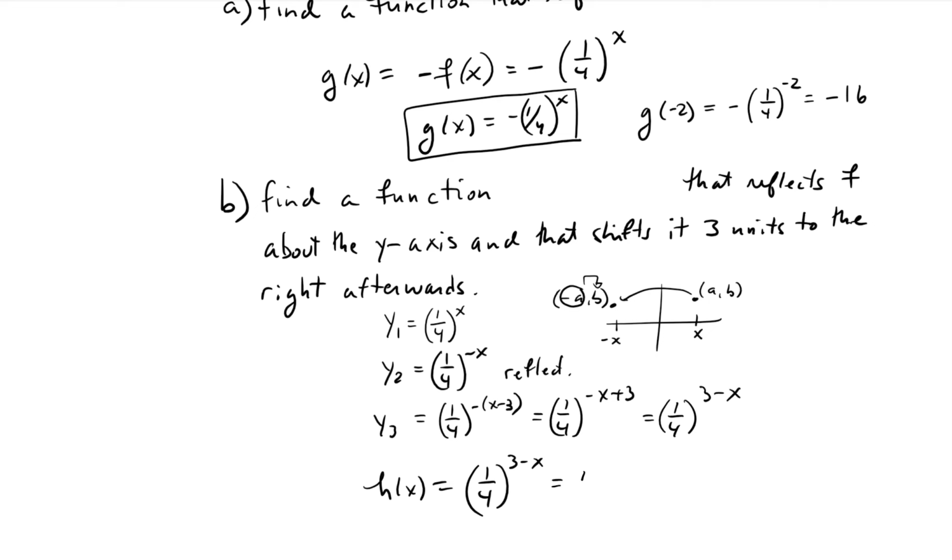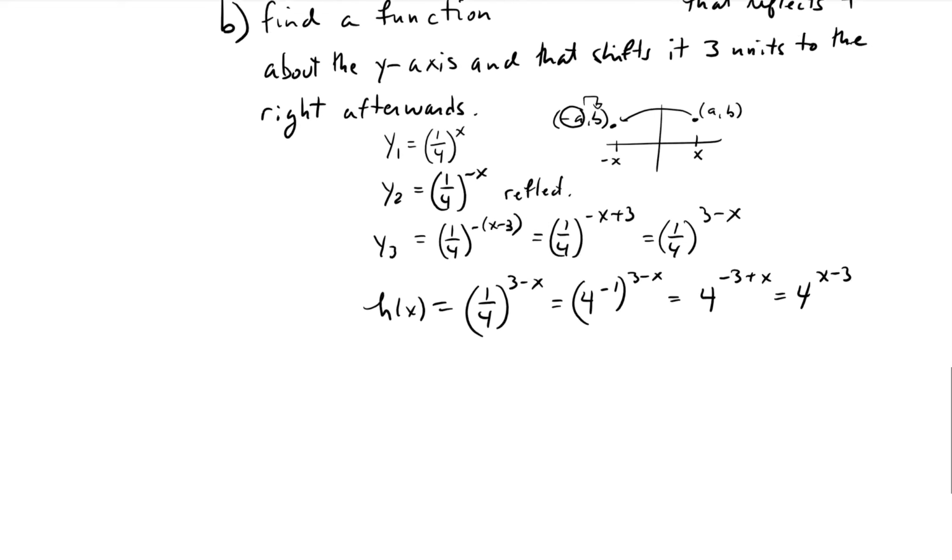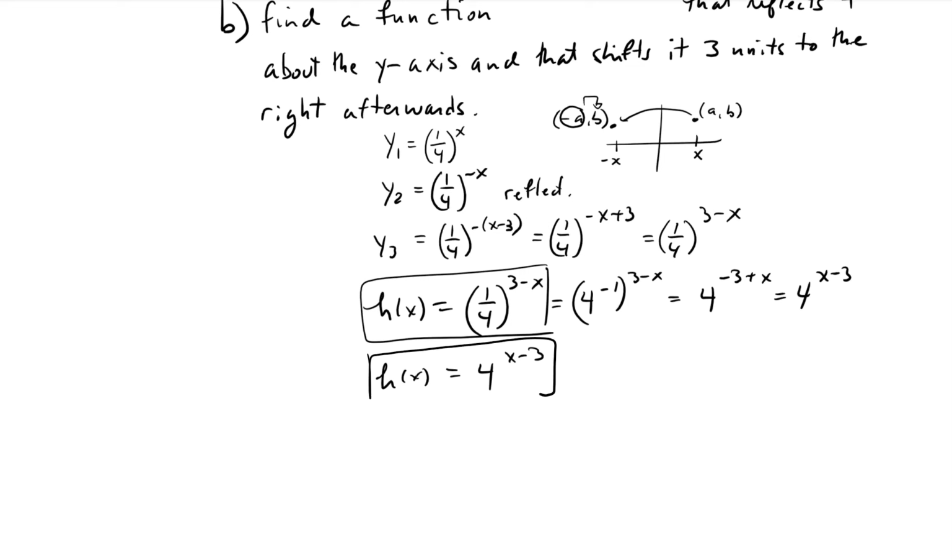And you know what? Here's another thing you can do. You can write 1/4 as 4 to the minus 1, and then multiply your exponents together. So you get minus 3 plus x, so you get 4 to the x minus 3. It actually looks even better this way. So you can write it like that as well. Okay, so either way, it's good. Okay, and you could also have left it like that, like that would have been okay too.